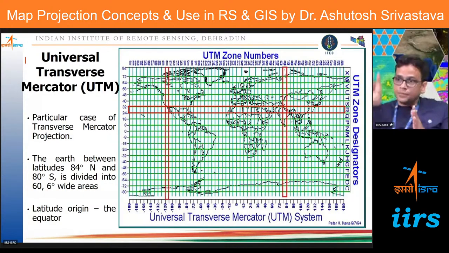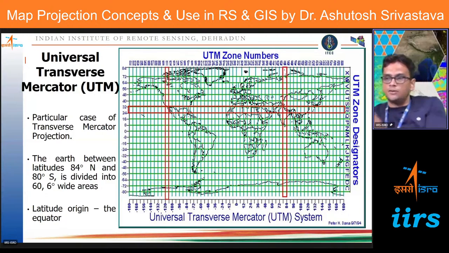So that particular zone is basically like, suppose Dehradun, Uttarakhand is falling in the UTM 44 zone. So if I am doing any analysis for a small area, whatever my study area is, I will select the UTM 44 zone. Okay, it is not affected by the UTM 45 things.